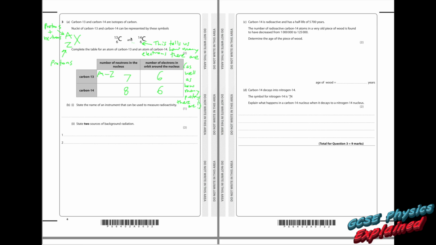That's fine. And just to make sure that you understand what an isotope is, it's something that's got the same number of protons but a different number of neutrons. That's why that top number is different, because that's the number of neutrons and protons added together.